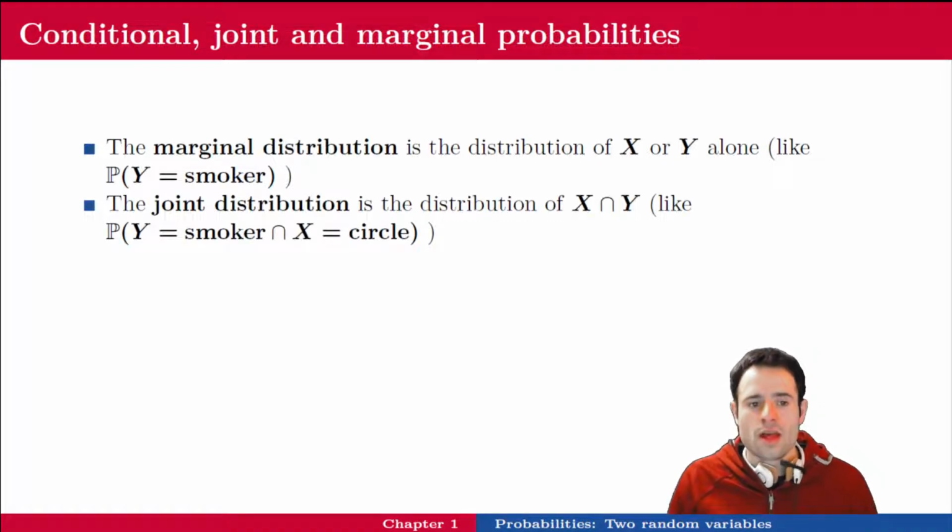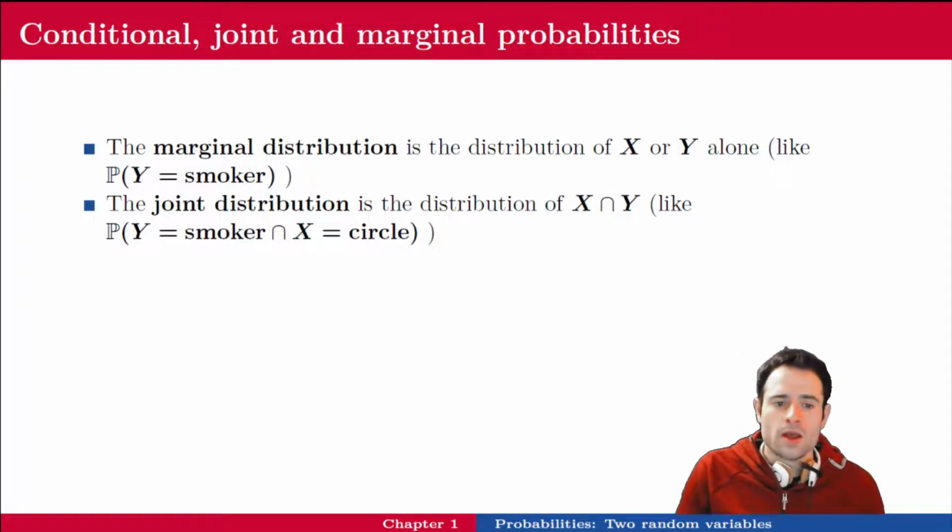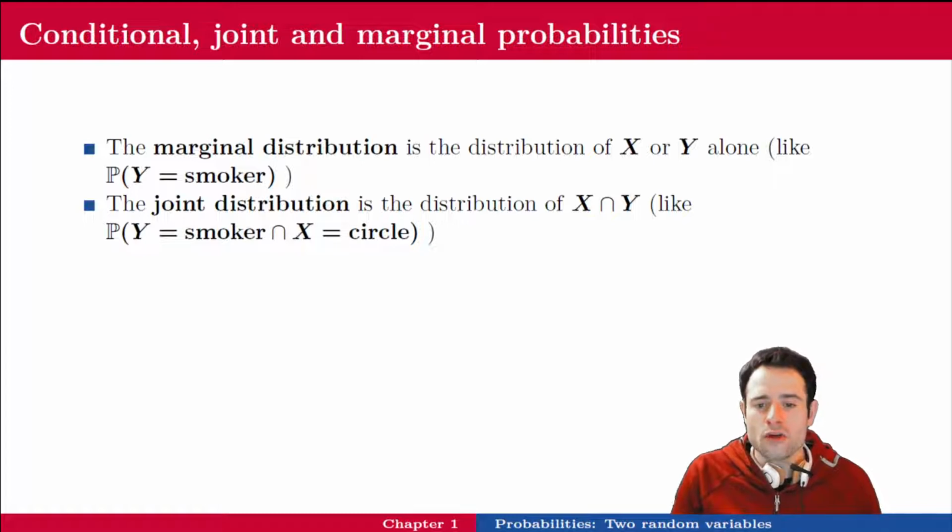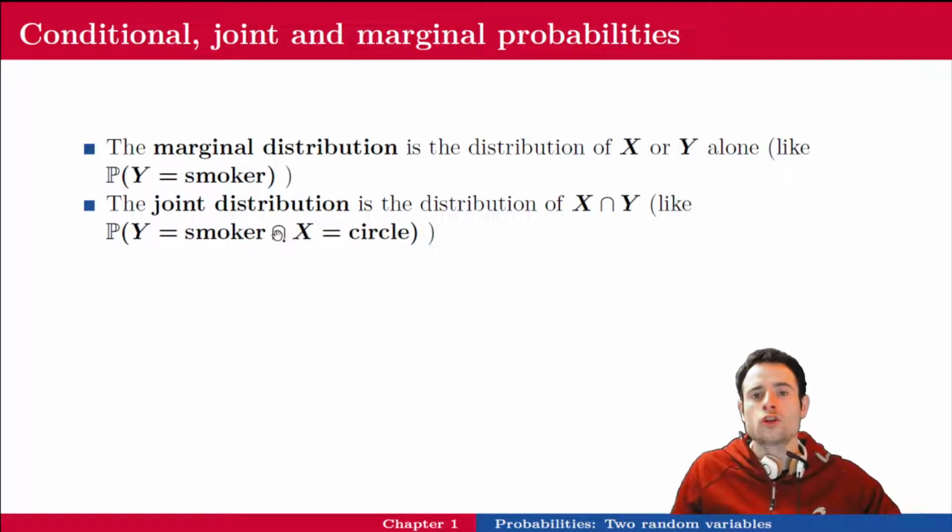Then, there is what we call the joint distribution. This is what we saw in the previous lecture. This is the distribution of the intersection of x and y. For instance, the probability of meeting somebody who is a smoker and a circle at the same time. So when you think joint, you should think the intersection sign, or you should think the comma inside the probability.